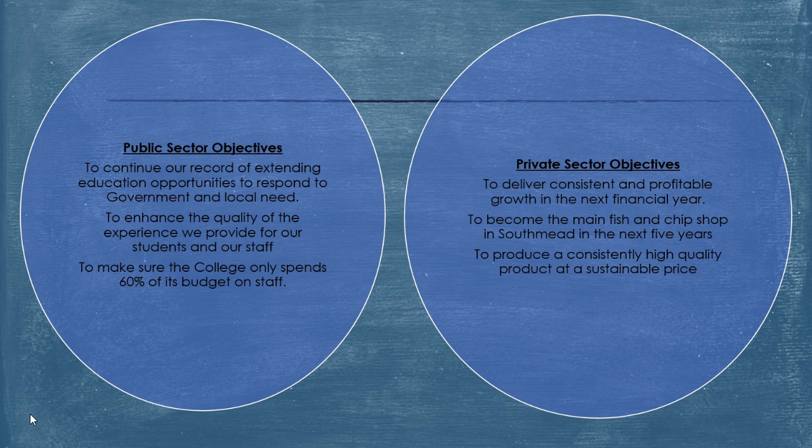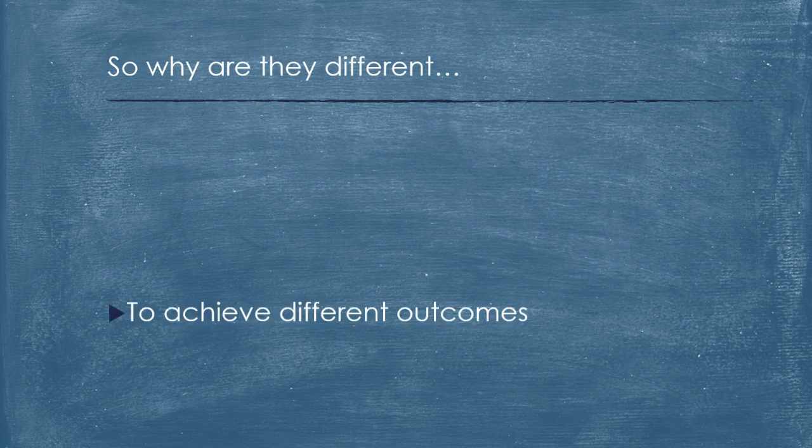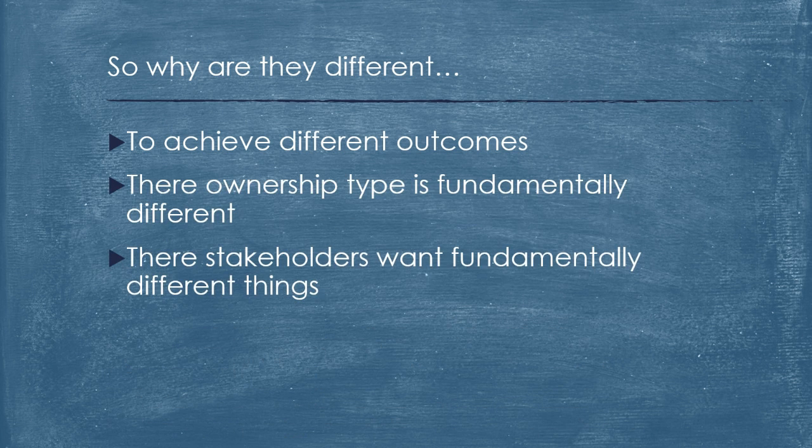So to recap that once again, the private sector is looking to make a profit, public sector is looking to make a service. It's that simple. They're just accountable to different people, and that's the reason why they're different. There's the overview as well to that. So to achieve different outcomes, the ownership type is fundamentally different, which we talked about, and also stakeholders want something which is fundamentally different. What you'll need to do is try and bring that out quite strongly in an assignment.